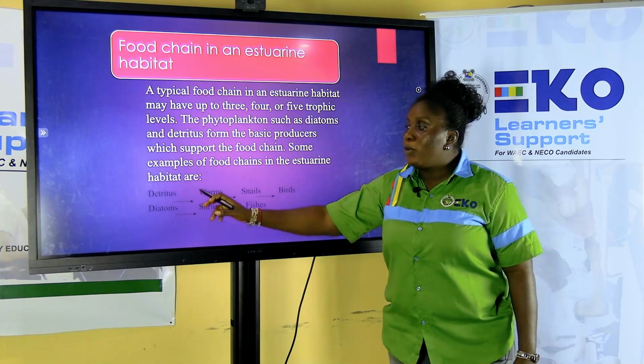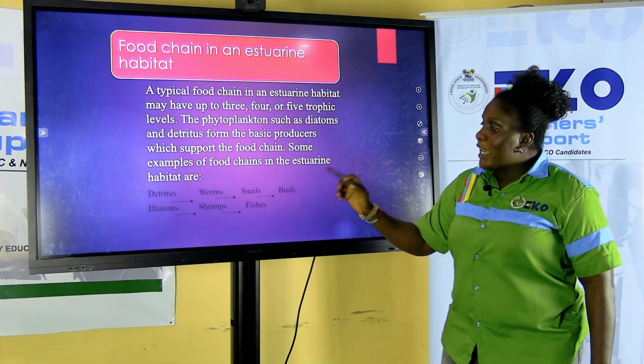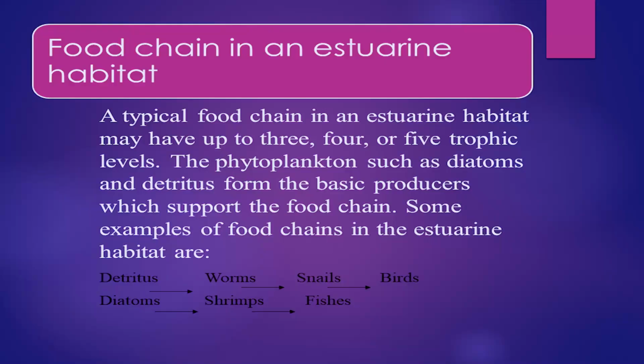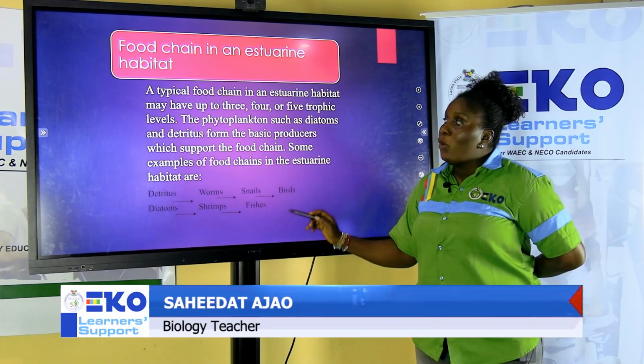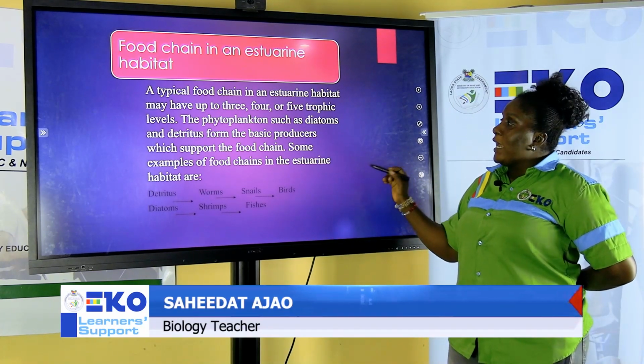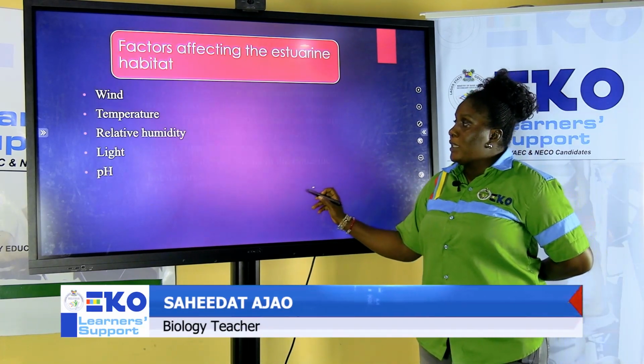In this case, the producer is the detritus of the estuarine habitat. The worms will feed on the detritus, the snails will feed on the worm, while the birds, which are the final consumer, will feed on the snail. This is a typical example of a food chain in an estuarine habitat.